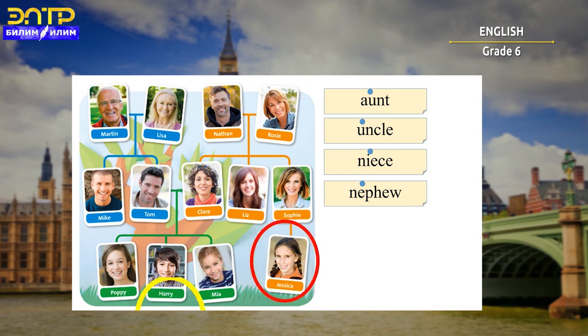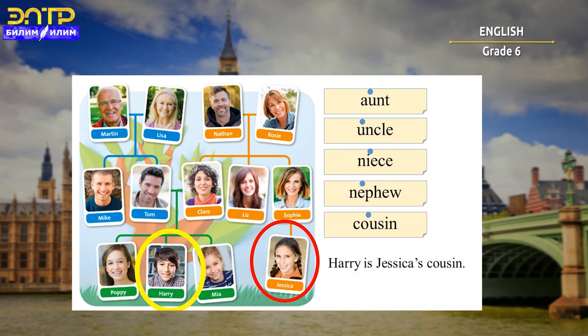Jessica and Harry. Who is Harry for Jessica? Cousin. Harry is Jessica's cousin. Repeat after me, please. Cousin. Cousin. Okay.